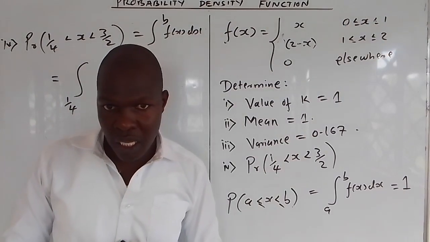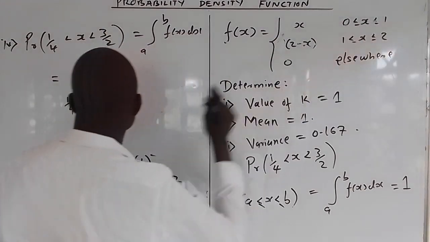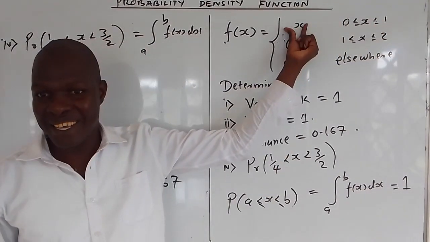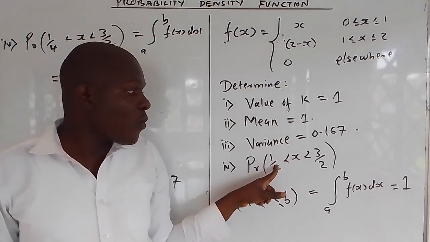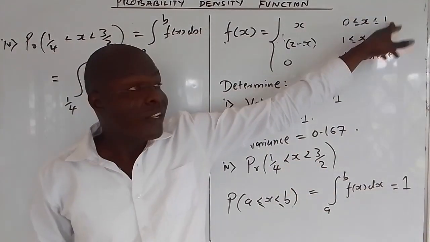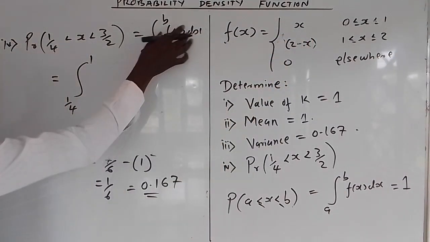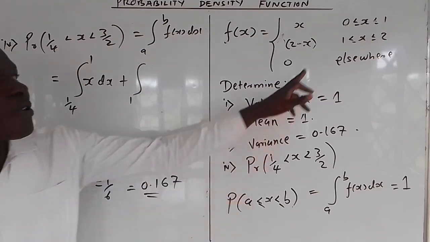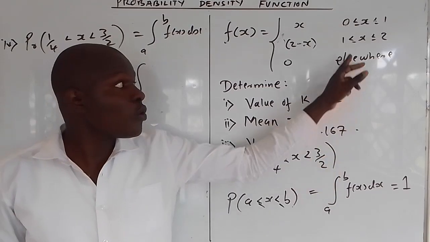Are you seeing? Meaning for you to start from 1 over 4, you start from 1 over 4 and you reach 1. You cannot go past 1 because when you reach 1, f of x is x. Are we together? Meaning for you to find the probability from 1 over 4 to 3 over 2, you start from 1 over 4 to 1. Then from 1 over 4 to 1, what is f of x? It is x, meaning f of x is x dx, then plus, you now proceed from 1, because you can see from 1 to 3 over 2 is in another level.